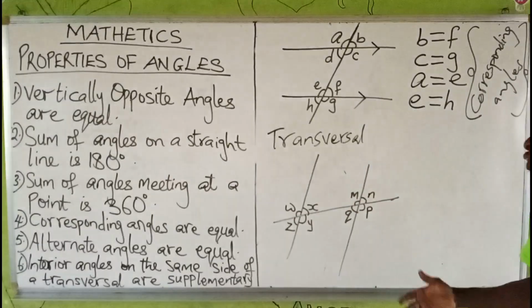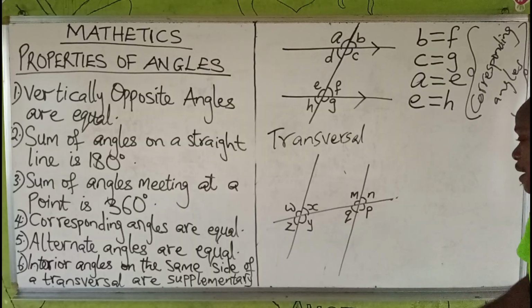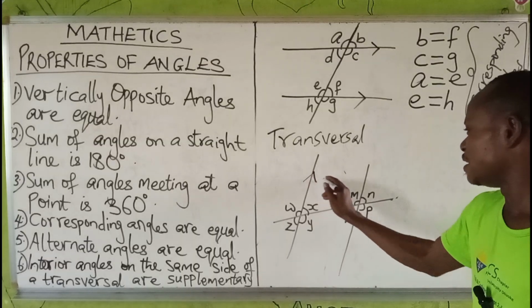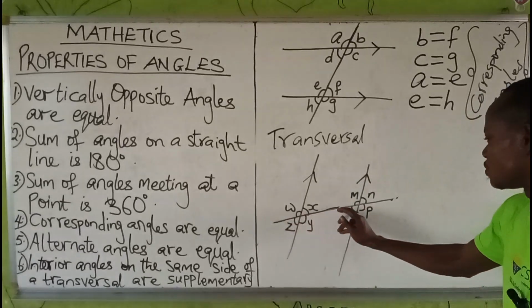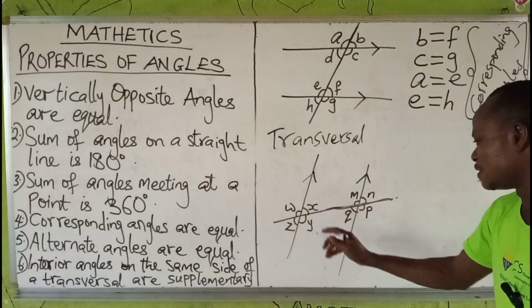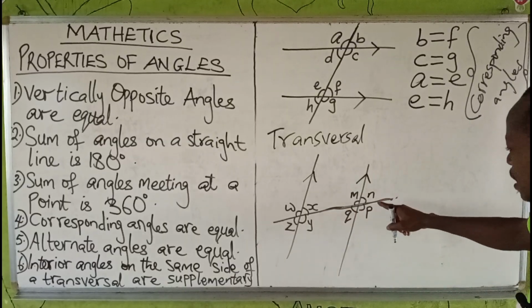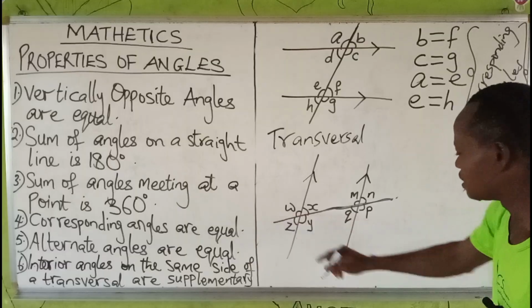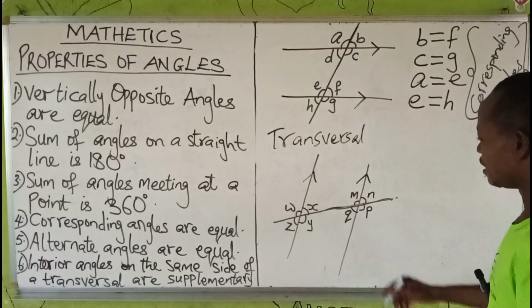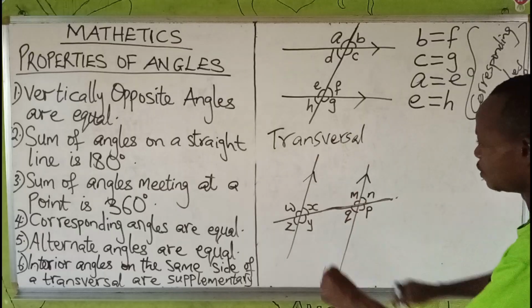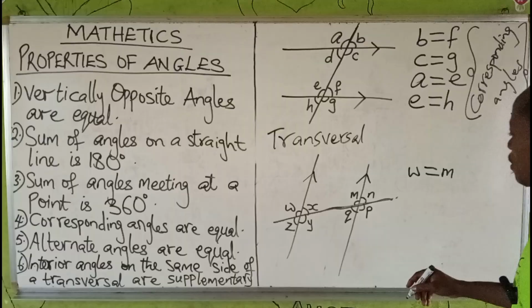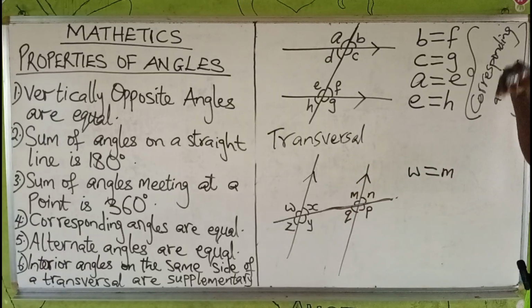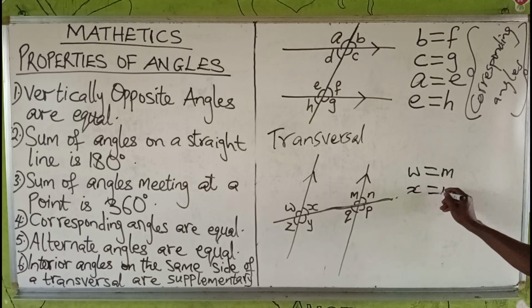Let me come over here. We use the same rule to determine the corresponding angles here. This line is parallel to this line. So this one is the transversal cutting across the parallel lines. Now, angle W is at the top left. Angle M is also at the top left of the two parallel lines. So we say angle W is equal to angle M. The same thing, X is at the top right, N is at the top right. So that means X is equal to N.